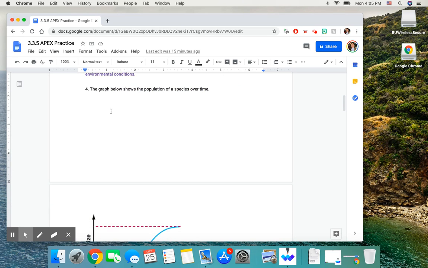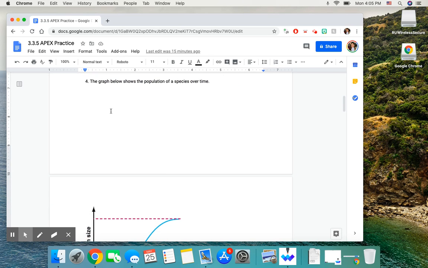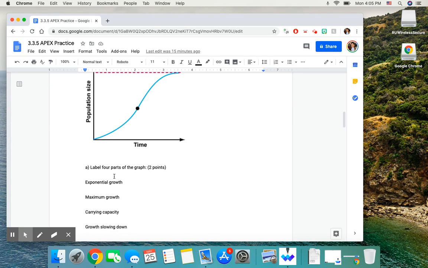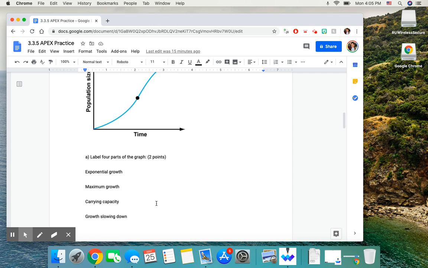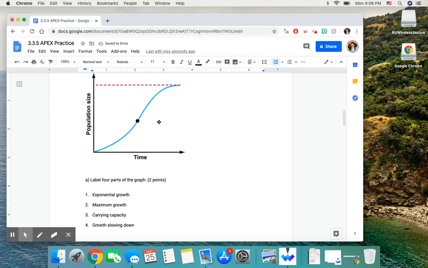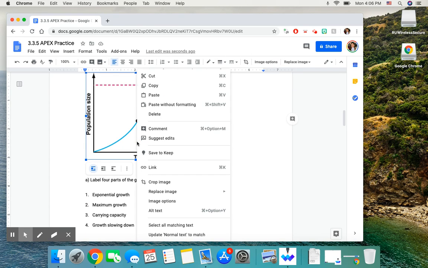Okay. Number 4, the graph below shows the population of a species over time. You get this blank graph, and then it asks you to label 4 parts of the graph. So I'm just going to show you how we label them. This is my suggestion: I would go in and give each one of these a number, so just 1, 2, 3, 4. That way, when we edit the graph, all we have to do is put numbers to correspond with how we've labeled it. So now let's make this a drawing so we know how to do that.